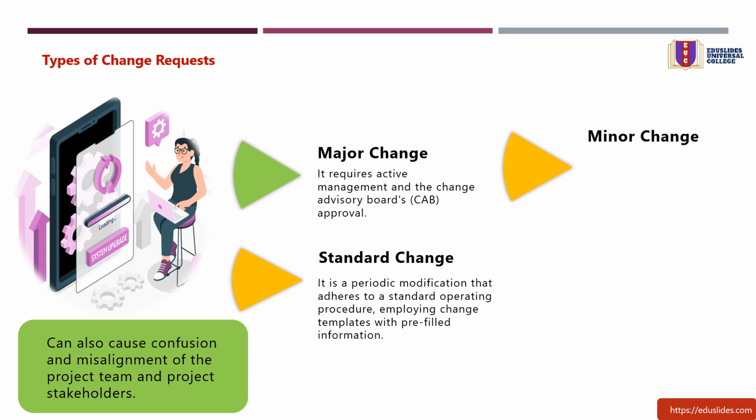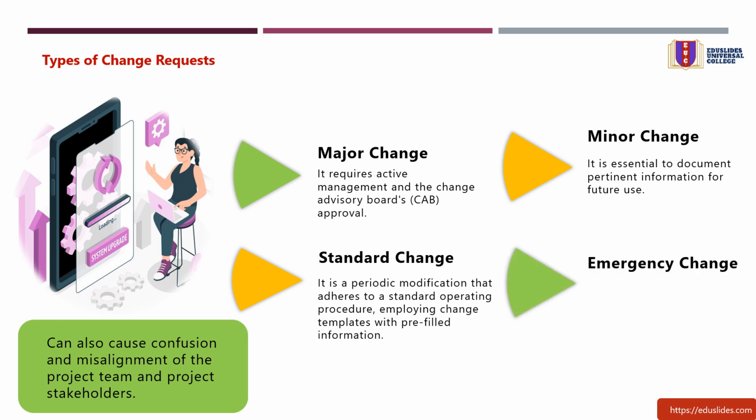3. Minor change. A minor change is a small but non-trivial type of change request with low impact and risk. These rarely occurring changes are subject to all stages of the change lifecycle, including CAB approval. It is essential to document pertinent information for future use. In the future, it is possible that the minor change may turn into a standard change. Examples of minor changes include website modifications and performance enhancements.